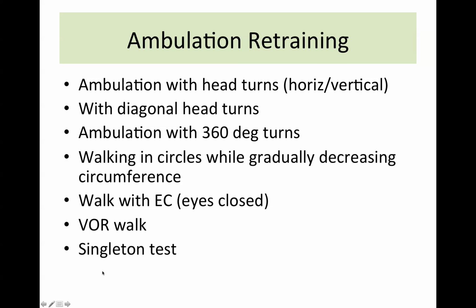And lastly, we want to do ambulation retraining. So we're going to be looking at walking with head turns, both horizontal and vertical. Diagonal head turns we will progress to. Walking, doing a 180-degree turn, or then a 360-degree turn. Walking in circles, gradually making the circumference smaller. Walking with eyes closed. Doing the VOR while you're walking. Doing the singleton, like the quick walks and the 360 degrees, or 180 degrees, feet together, eyes closed, hold that Romberg position. And so, depending on what you find in your assessment, is where you are going to be focusing on.